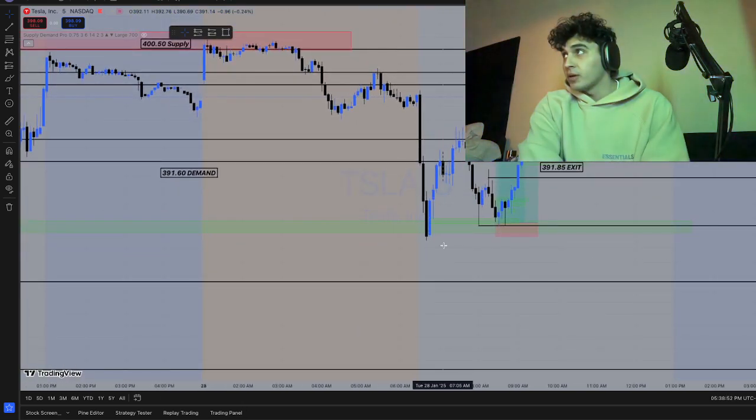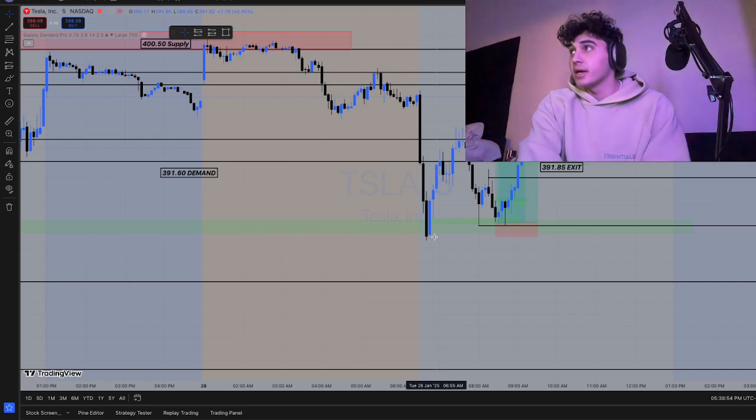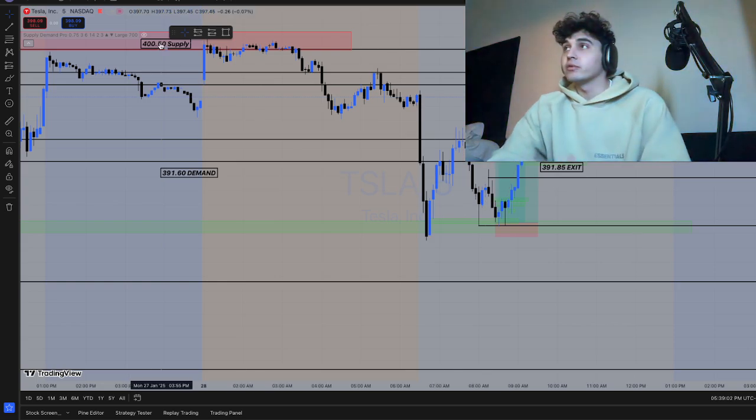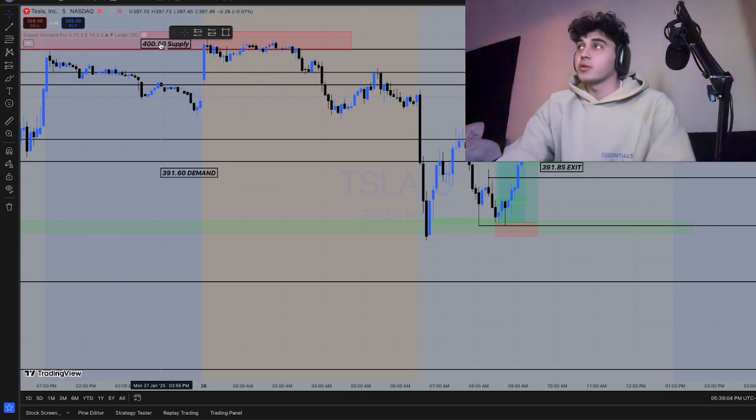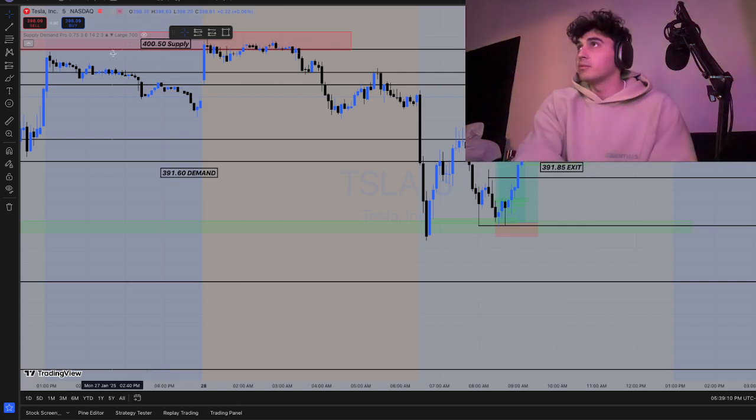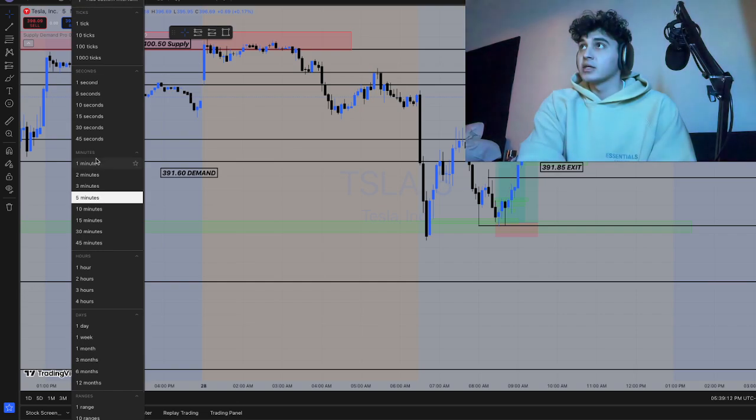So that gave me a bit more confirmation within that demand. We also tapped it again and we had a bit of a reversal as well. So the rejections and reversals that we were getting from that area were really building up confirmation within that zone. So that was really one of the main reasons I was even targeting it in the first place.